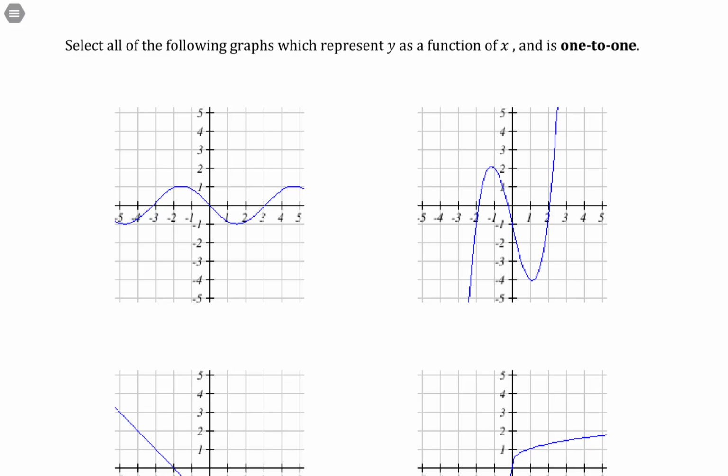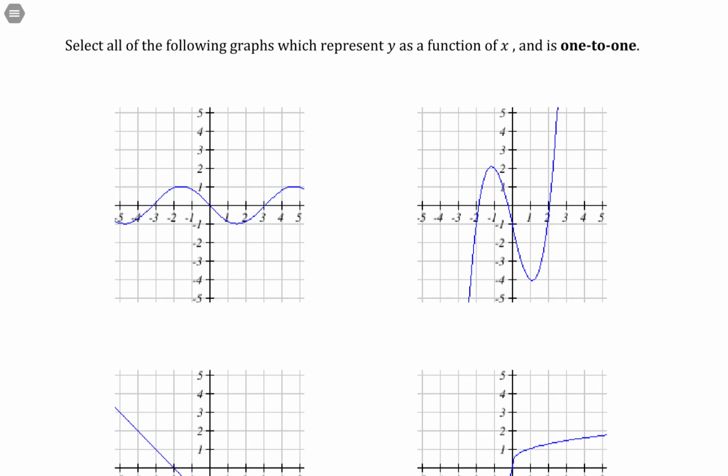Select all of the following graphs which represent y as a function of x, and is one-to-one. So to test this, we have to see which of these graphs pass a horizontal and vertical line test. The vertical line test tells us if the graph is a function or not. So let's check to see if any of these pass a vertical line test.